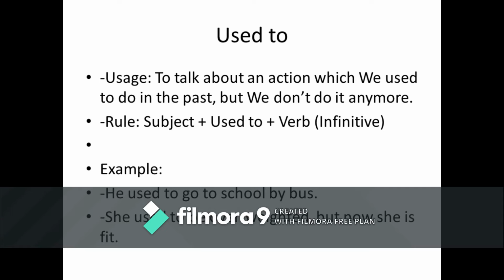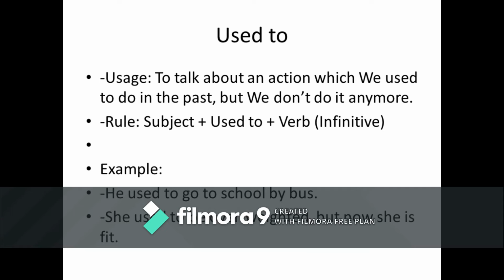And the second part of our lesson is explaining used to. We use used to talk about an action which we used to do in the past, but we don't do it anymore. Let's go for the rule of used to. The rule is the subject plus used to plus the verb in the infinitive form. For example, we will say, he used to go to school by bus.